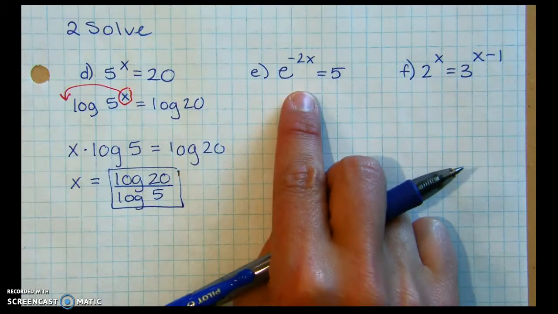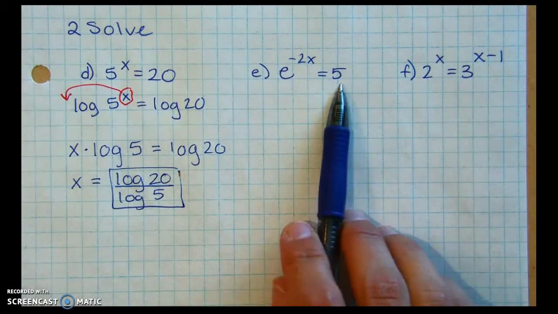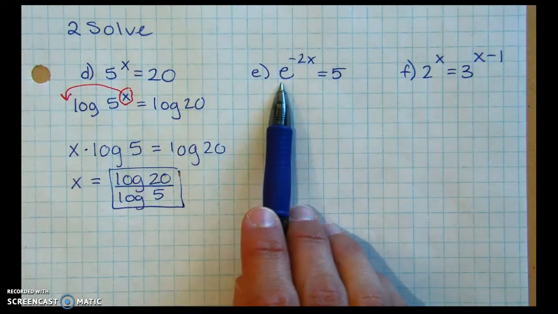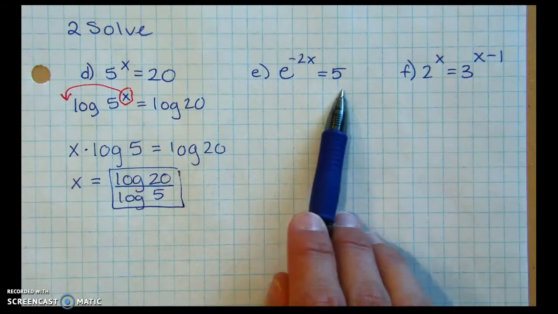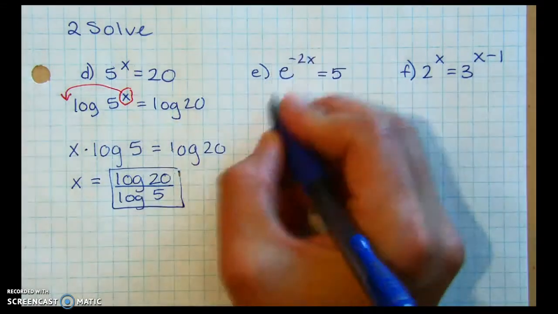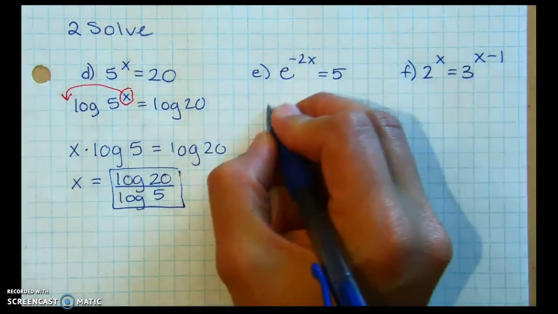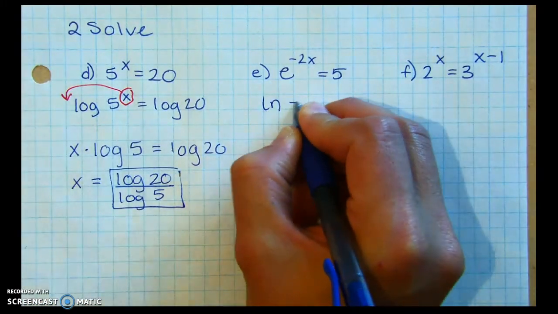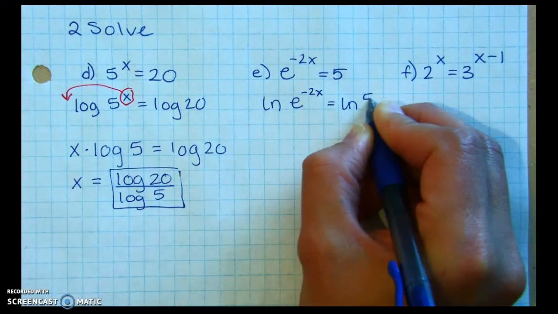Okay, I think we have time just for this one. And this one you'll see in calculus a lot. What will cancel the e? What's the inverse of e? The inverse of e is ln. So we're going to take the ln of both sides. Why do we take the log? Well, because it was 5 and 20. Nothing really special. So we're going to take the ln because e is special. And whatever you do to one side, you do to the other.